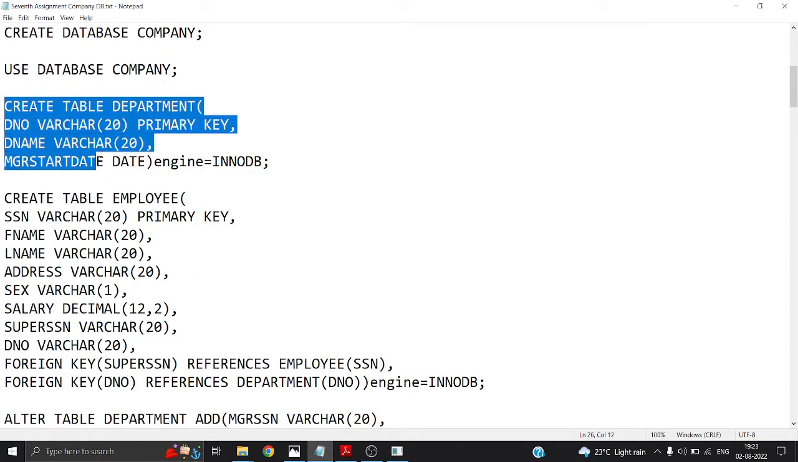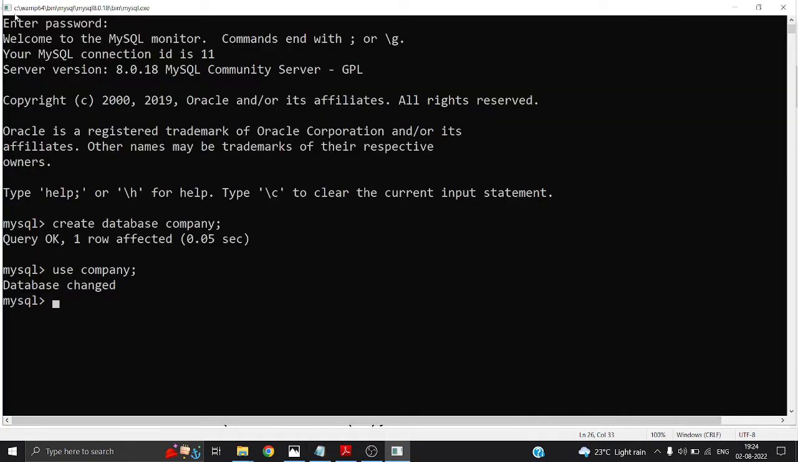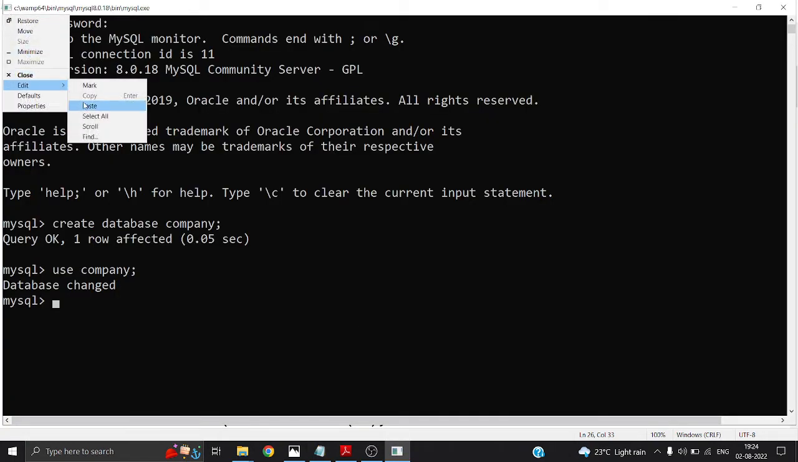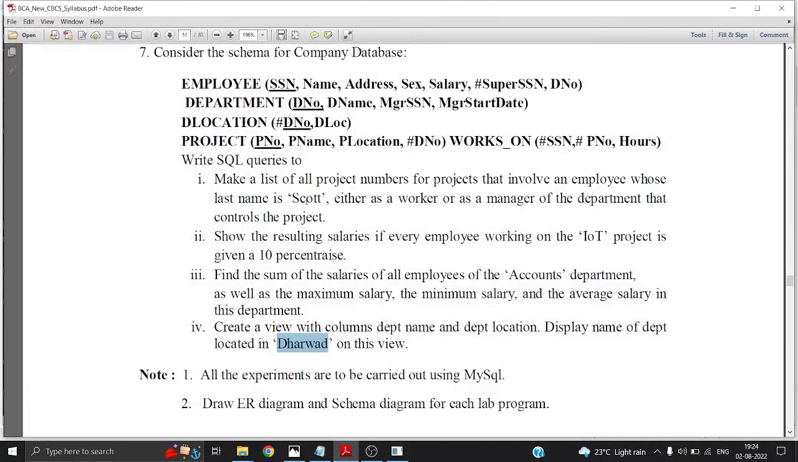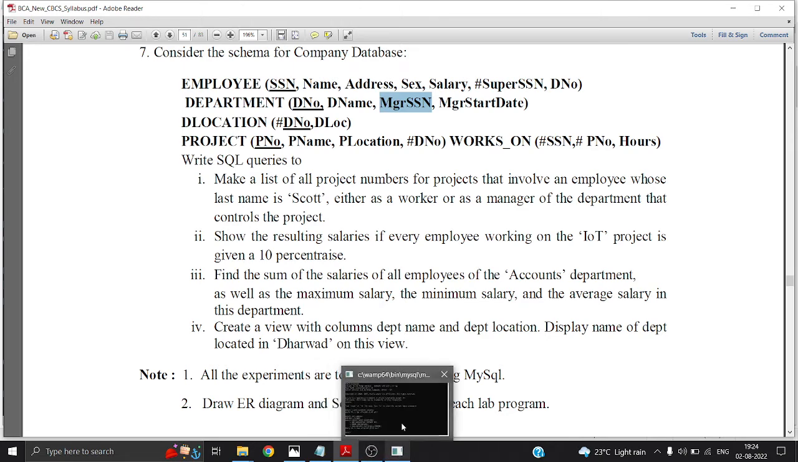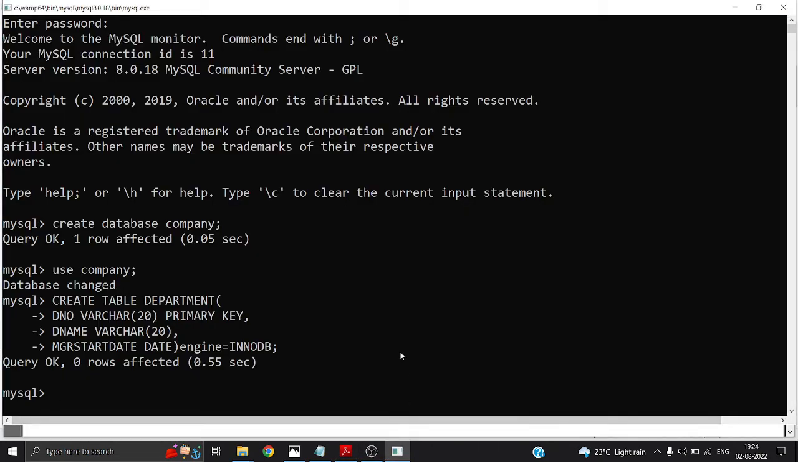First, I'm creating the table by the name department. In the department table, I am skipping one particular column, that is manager SSN. Manager SSN is the foreign key which is actually referring to the SSN information. As that table is not yet created, I am skipping this column. I am going to add this column at a later stage. So this is the rule: as these two tables are cross-referencing each other, it's not possible to add that column directly.